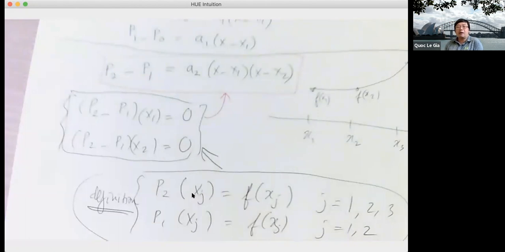So does it make sense now? In the lecture slide, I wrote it forward, but here I wrote it backward. But now, does it make sense?